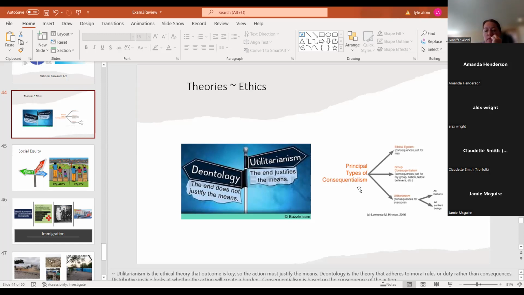Consequentialism has the word right in it, consequence. So it's about what's the consequence of the action.